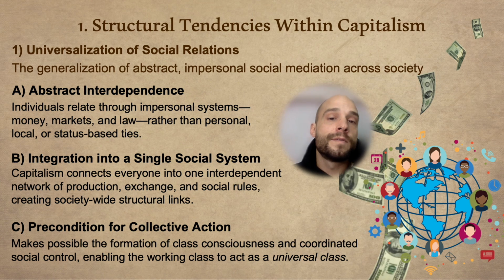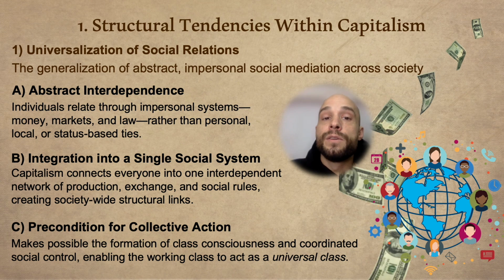Crucially, this universalization is a precondition for collective action. By drawing everyone into the same social structure, capitalism makes possible class consciousness and coordinated struggle. Workers cease to be isolated peasants or artisans and instead come to realize themselves as part of a shared social position within a total system. The capacity for collective organization and democratic social control emerges from the very networks capitalism creates.